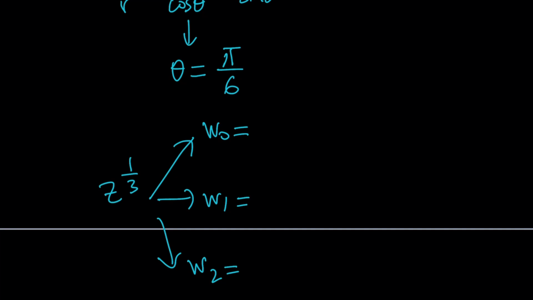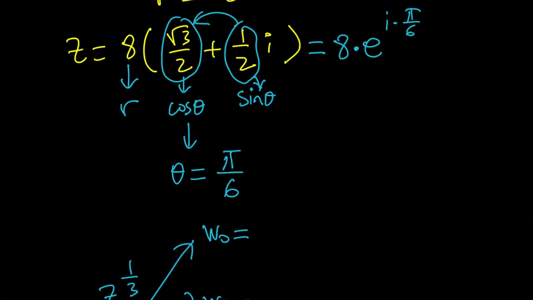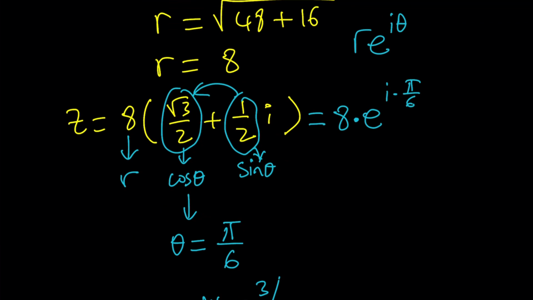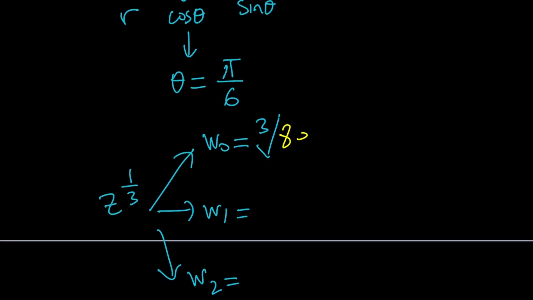So w0 is going to be the first cube root, which uses the original z. What do I mean by that? We're going to basically cube root this number. How do you cube root a number? You just cube root it. Easy, right? 8 times e to the power i pi over 6. So here's what you need to do to cube root this.